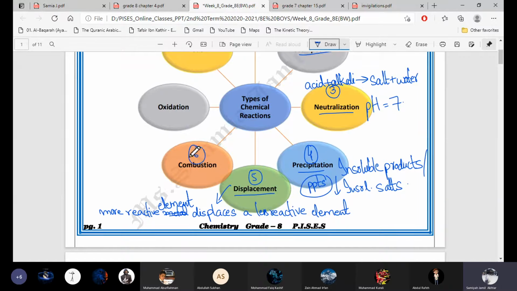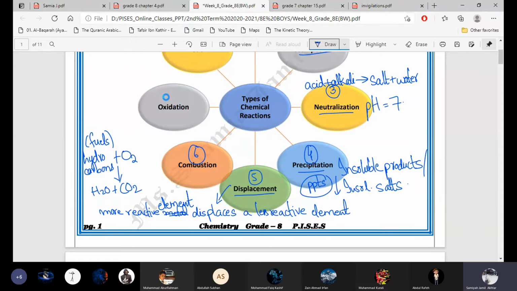Then we have combustion reaction. In combustion reaction, hydrocarbons, which are also fossil fuels, are burned in the presence of oxygen and give water and carbon dioxide, plus energy also. Because combustion reaction releases a huge amount of energy, it is exothermic. Combustion reaction is highly exothermic. So when fuels are burned in oxygen, they give carbon dioxide, water, and a huge amount of energy.